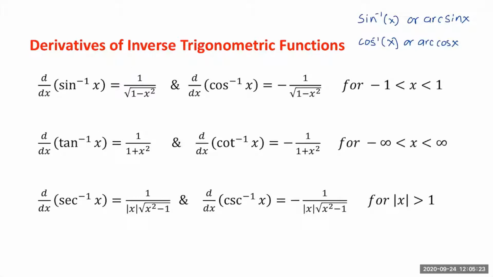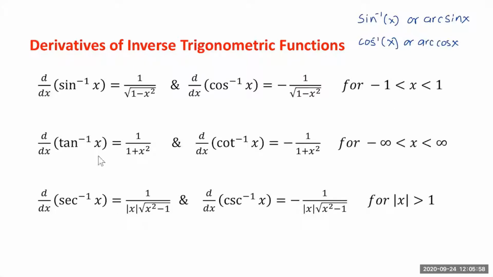And here we have the list of formulas that we need to remember in order to compute the derivative of the inverse trigonometric functions. The first one: the derivative with respect to x of sine inverse x is 1 over the square root of 1 minus x squared. And if it is cosine inverse x, then it will be negative 1 over the square root of 1 minus x squared. And remember that x is always between -1 and +1, because the inverse sine is defined in this domain, that is the domain of the function.